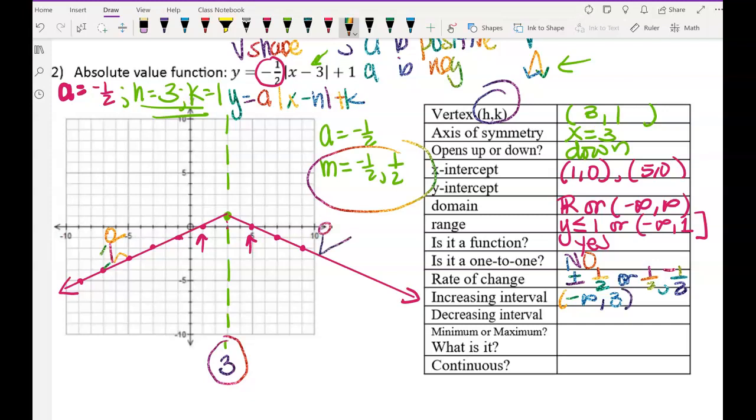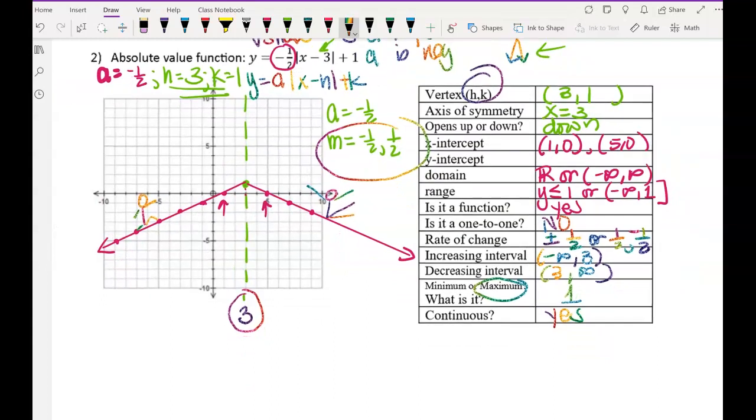Decreasing is when you slide down, whee, right? So it's going to be 3 to infinity. Remember, increase and decrease, we only use x values. Since we have a vertex and it's opening downward, meaning that we will have a maximum, and the y value is the only one that we would use, and the maximum is 1. Okay, and it's definitely continuous because we can graph the entire V shape without lifting our pencil.